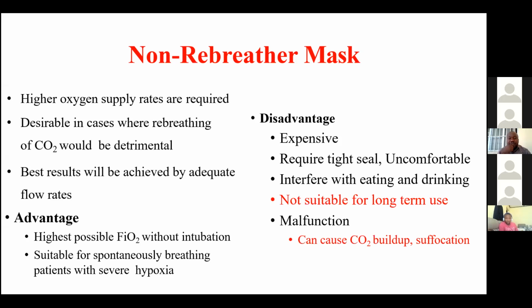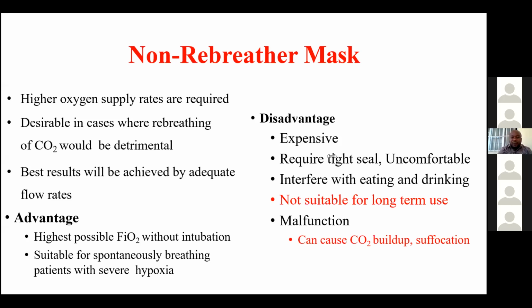In this time of COVID, we are having patients on high flow oxygen more than we should be providing, in the 60s, 70s. So it is not suitable for this long-term use. Also, when it is malfunctioning, it can cause CO2 building up.